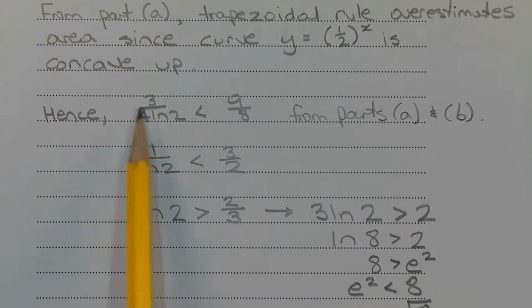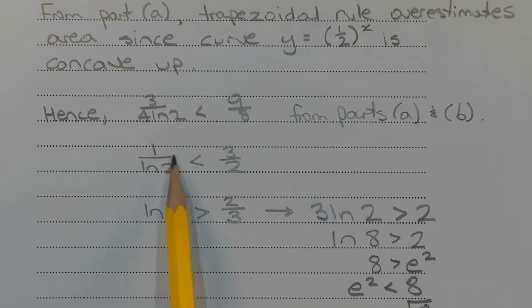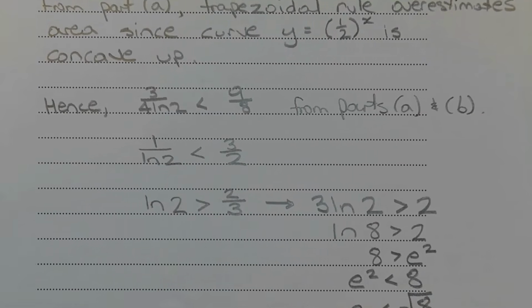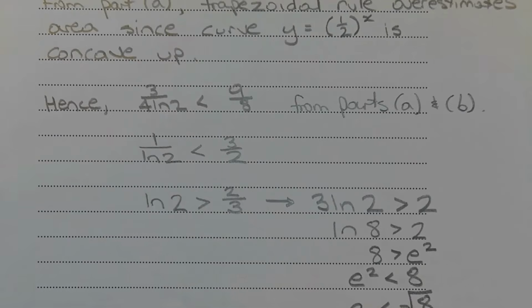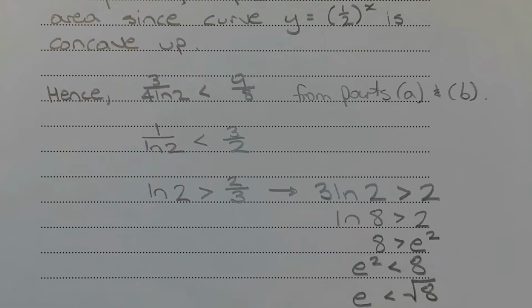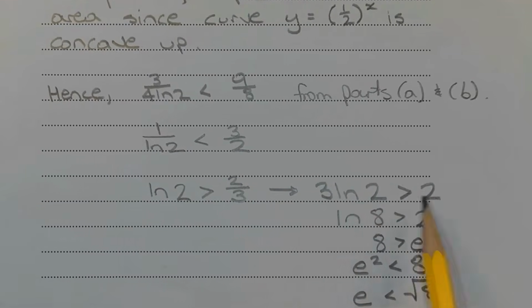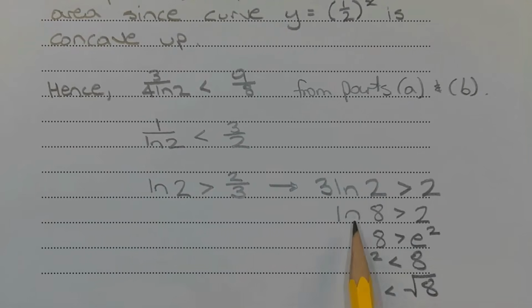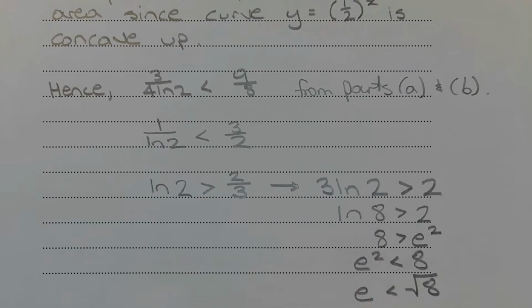So if we divide both sides of this inequality by 3 over 4 to isolate 1 over ln of 2, we get 1 over ln of 2 is less than 3 over 2. If we take the reciprocal of both sides of this inequality, we switch the inequality symbol around. So we get ln of 2 is greater than 2 over 3. Multiplying both sides of this inequality by 3, we get 3 times ln of 2 is greater than 2. Now 3 ln of 2 is equivalent to ln of 8. Recall that 8 is 2 to the power of 3. So this 3 comes inside the ln function and becomes an index here. So 2 to the power of 3.